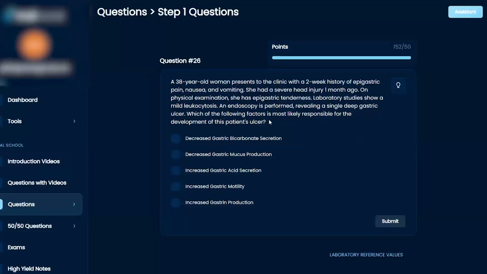Which of the following factors is most likely responsible for the development of this patient's ulcer? Decreased gastric bicarbonate secretion, decreased gastric mucus production, increased gastric acid secretion, increased gastric motility, or increased gastrin production.